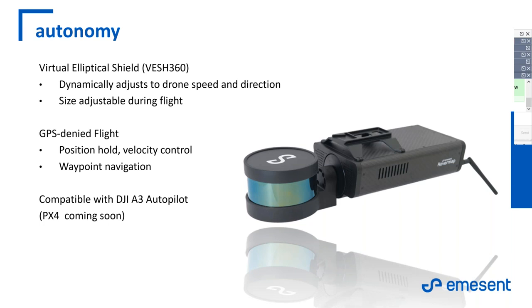GPS denied flight provides position hold, velocity control, and waypoint navigation. Very similar to the P mode on the DJI drones, which makes it safe and stable to fly in GPS denied environments. Currently, the autonomy functions are compatible with the DJI autopilot, though we are adapting to the PX4, which will enable Hovermap to provide autonomy in other drone models as well.